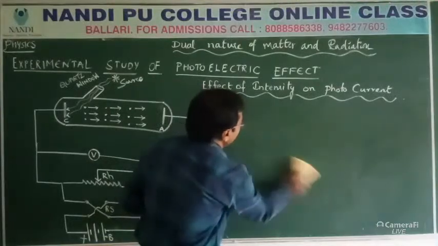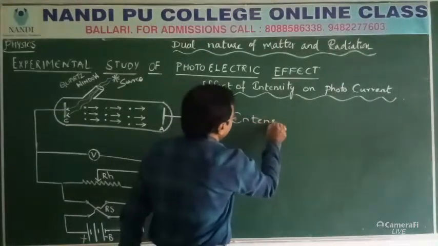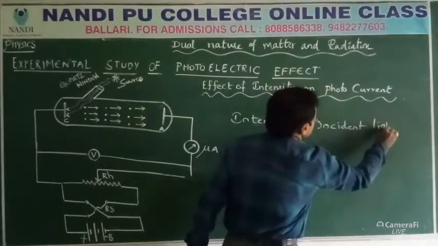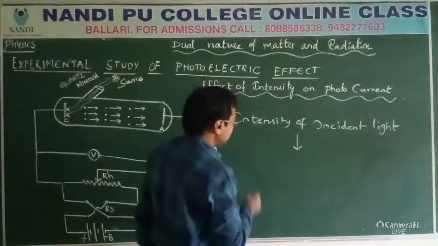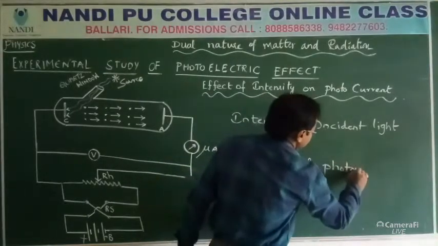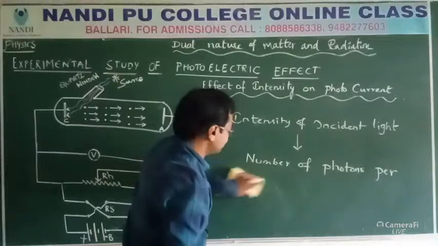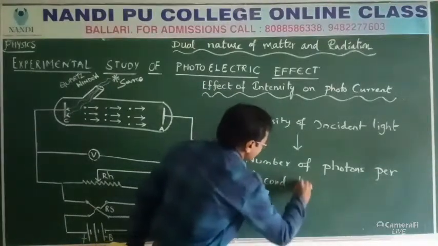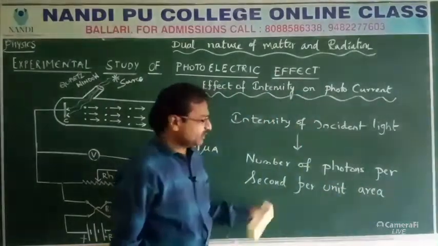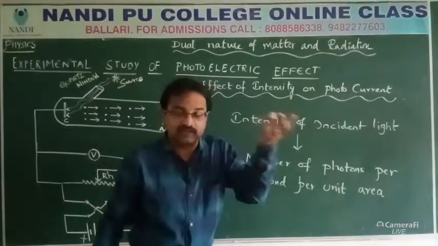Okay children? So the intensity of incident light, you know what this is, children? This is nothing but the number of photons per second, per unit area. Forget unit area also, just remember that intensity of light means the number of photons.